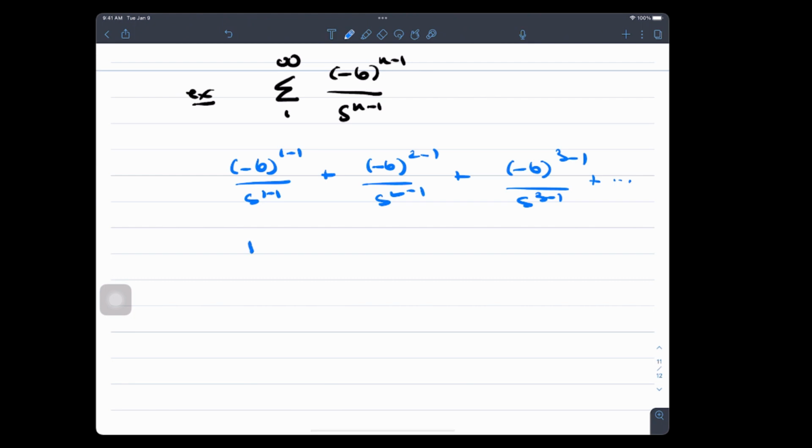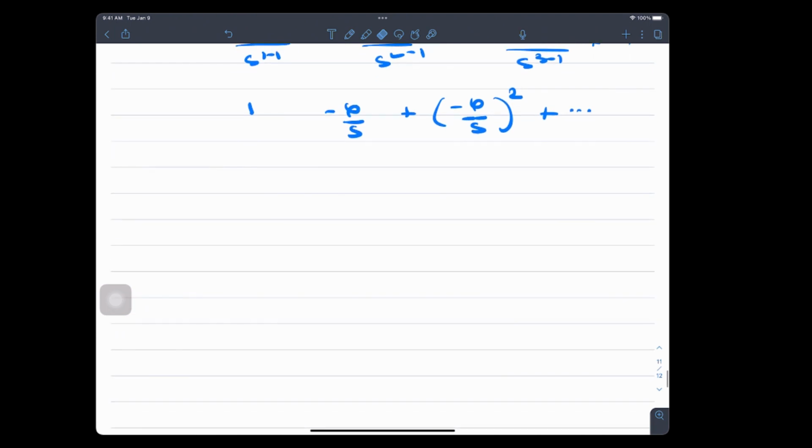So this looks like this is 1. Is that true? Plus negative 6/5, plus negative 6/5 to the second power here. Okay, now adding a negative just means subtraction here. So go through the same process. This is A, this is AR, this is AR squared here.